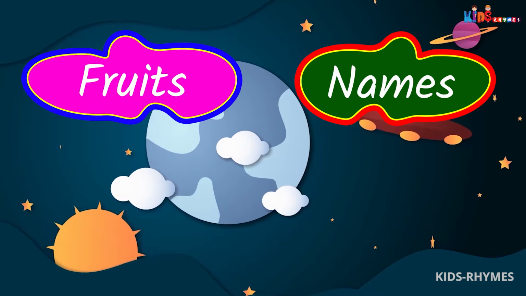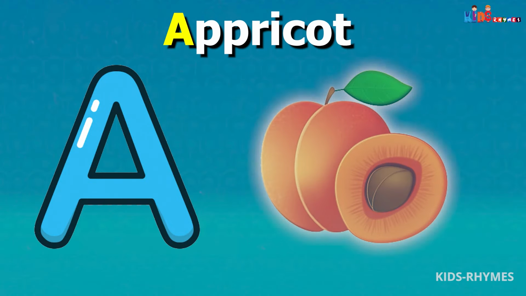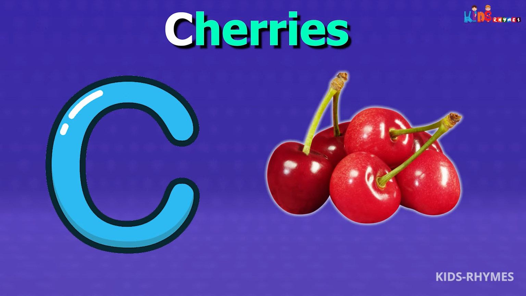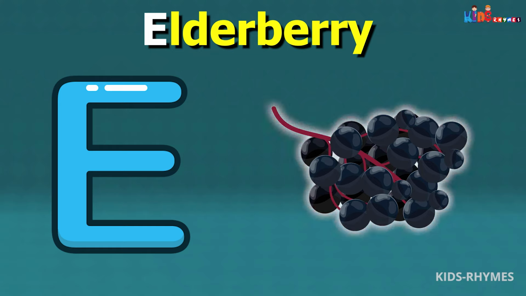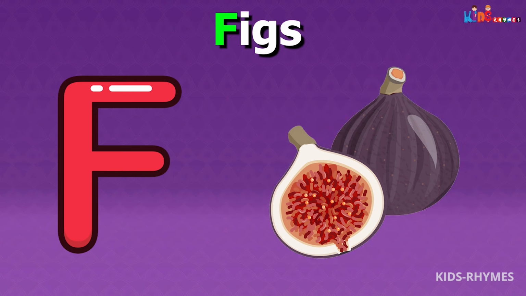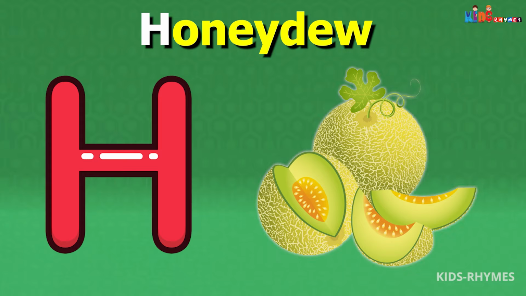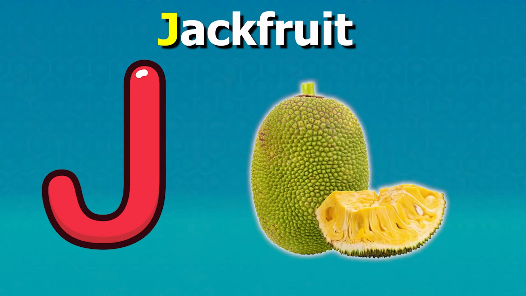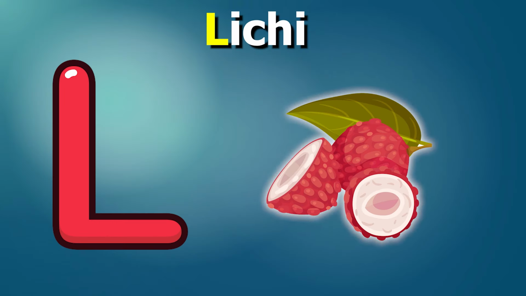Fruit names according to alphabets. A for apricots, B for bananas, C for cherries, D for dates, E for elderberries, F for figs, G for grapes, H for honeydew, I for apple, J for jackfruit, K for kiwis, L for lychees.